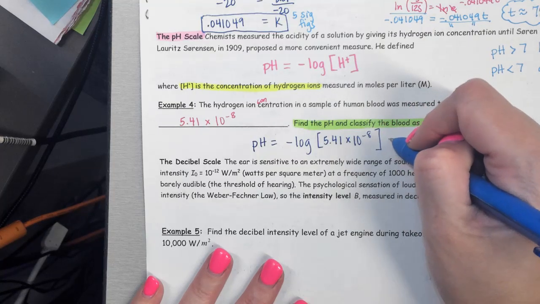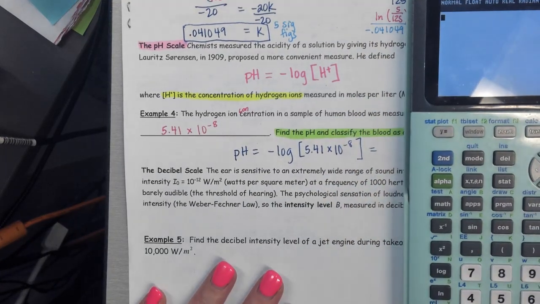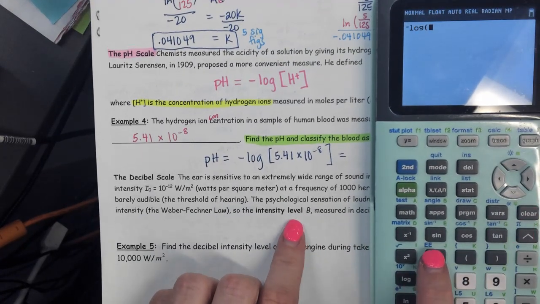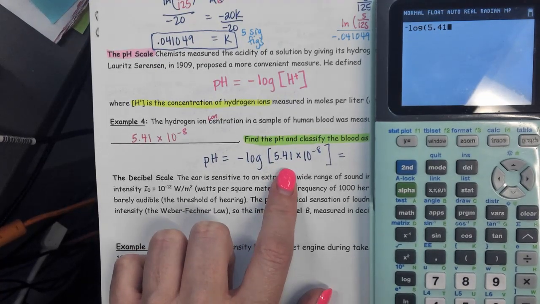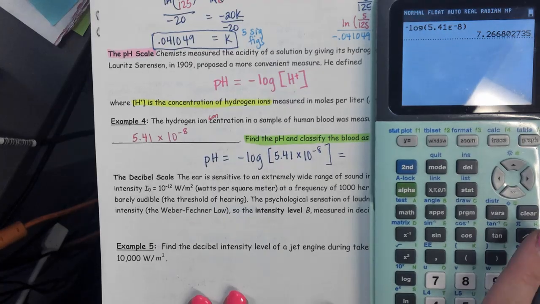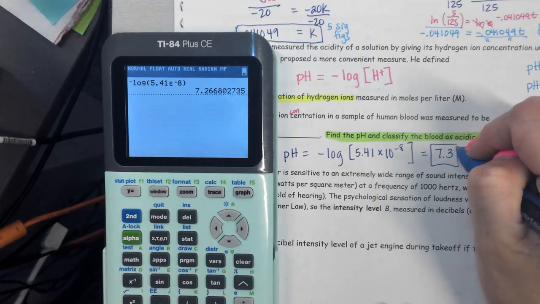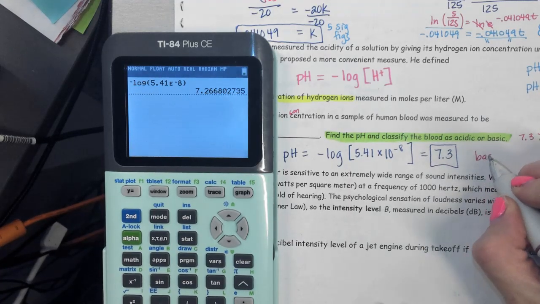Do you guys know how to put the scientific notation in your calculator with an E? Do you know where the E button is? It's this double E here. That will do the scientific notation for you. Of course, you can just do the times 10 to the negative 8th, but if you want to use this E button here, you can plug it in. Okay, so if we round that to the nearest tenth, it'll be 7.3. Okay, so 7.3 is greater than 7, which means it is basic.